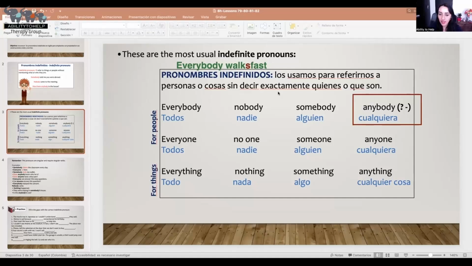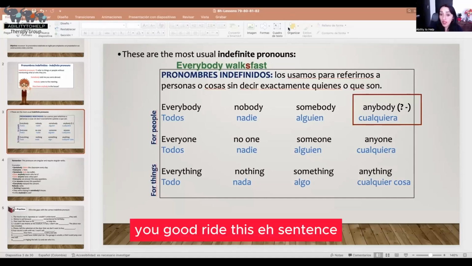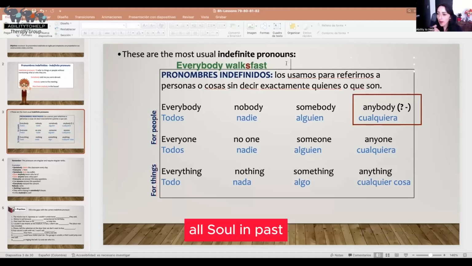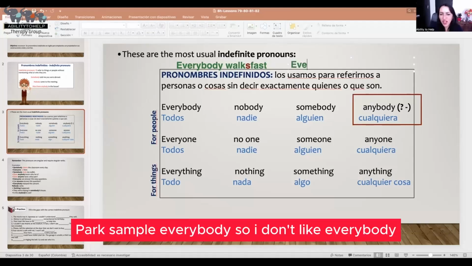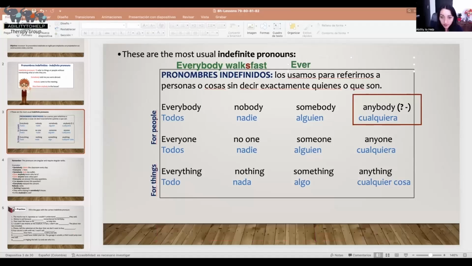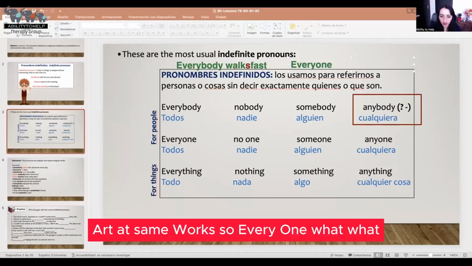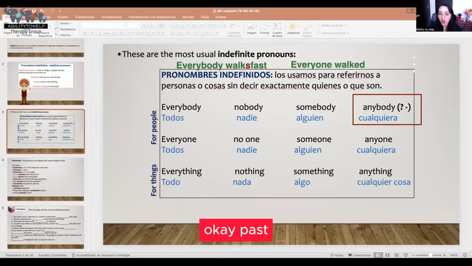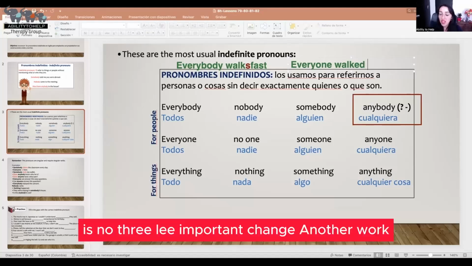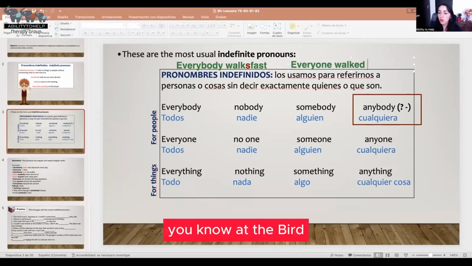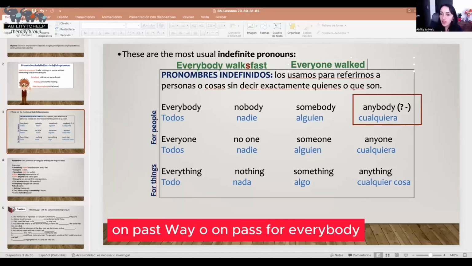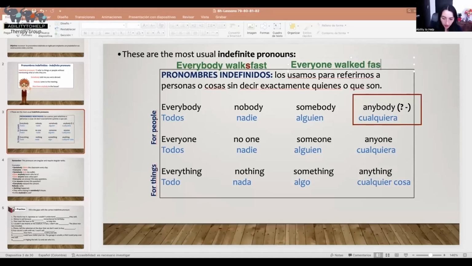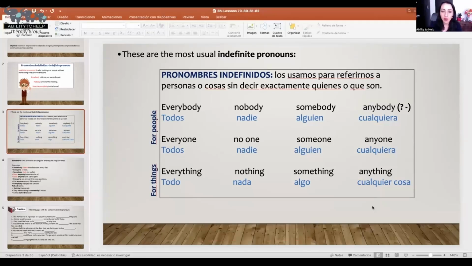Everybody was fast. You could write this sentence also in the past. For example, I don't like everybody. I could write everyone because it's the same. Everybody and everyone are the same words. So everyone walked. Okay, the past is not really important. Change another word, add the verb in the past form. Everybody walked fast.